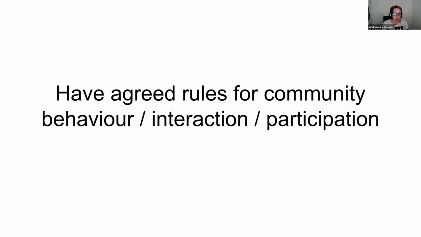The second rule would be to have agreed rules of community behavior, interaction, and participation. One of the first things that a community of practice needs to have is a code of conduct and other clear guidance about how people can participate and contribute to the work and activities of the community of practice. You also have to understand global and cultural differences of people who are members of the community of practice.